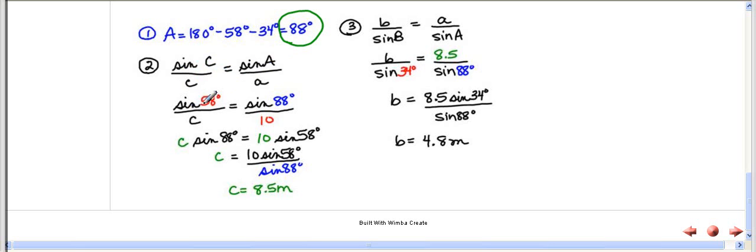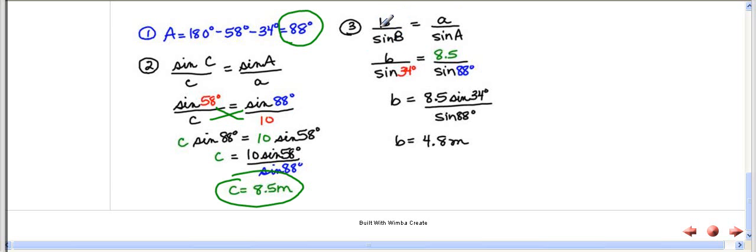So plugging in, we get sine of 58 degrees over C is equal to the sine of 88 degrees over 10. And then cross multiplying, so C times sine of 88 degrees is equal to 10 times sine of 58 degrees. Therefore C is 10 times sine 58 over sine of 88. Using your calculator, we get that C is 8.5 meters. And now the last thing we need to do is figure out the value of B.